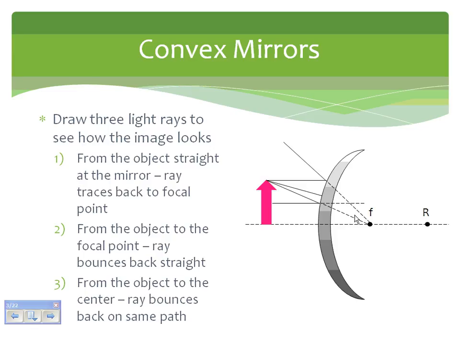The third one, if you remember, the third one we talked about is that you can always go straight for the radius of curvature or the center. It's marked as the C on your worksheet, and it'll always go through the same point of convergence. So here's your image.